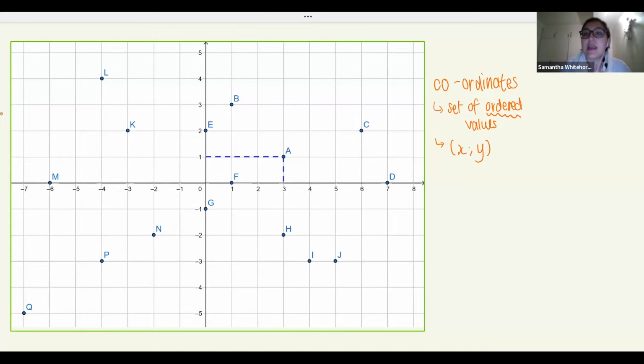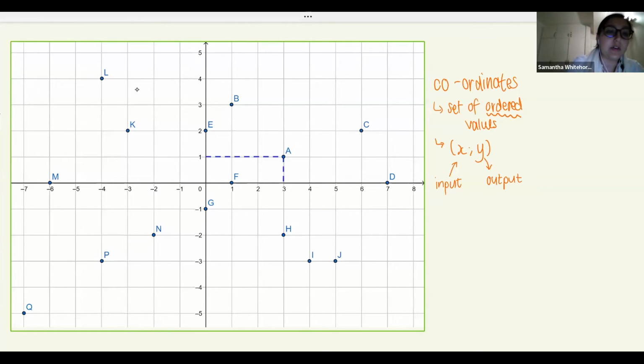Think about it. X must go in and be applied to the rule before you can get an output. We need to have one or the other in order to do it. So x comes first, and if you just think alphabetically, x is first, and then we get the y value. So when we write down a coordinate, we always want to write down the value of x first, and then the value of y.